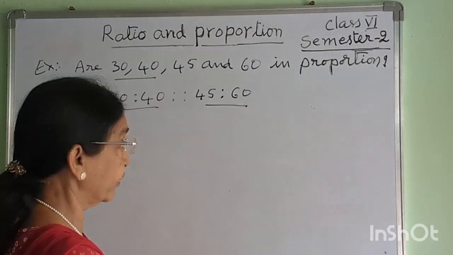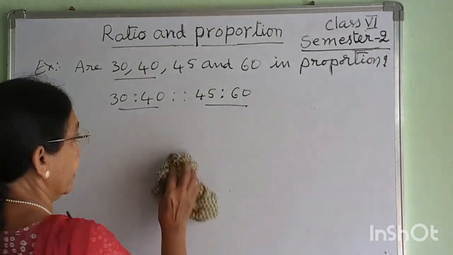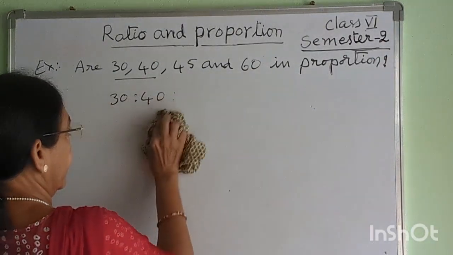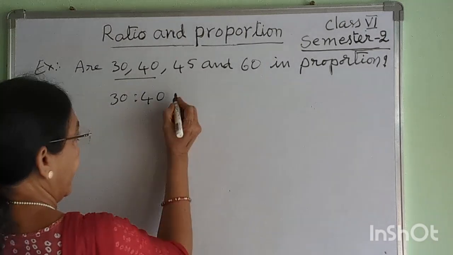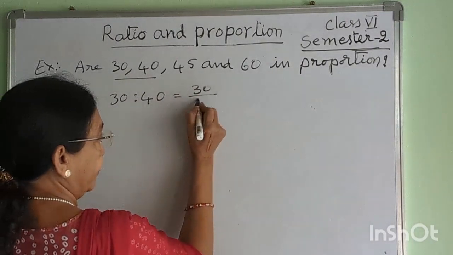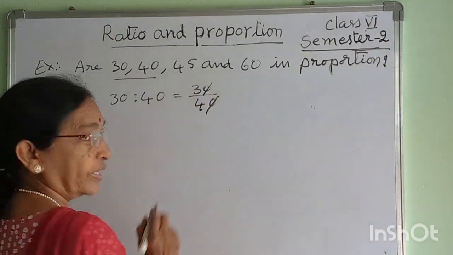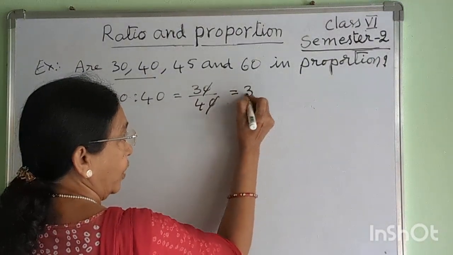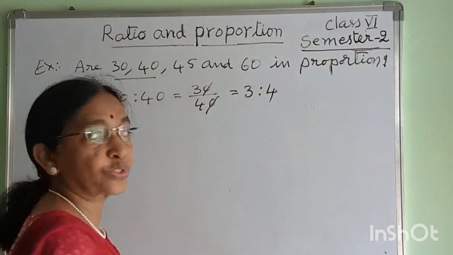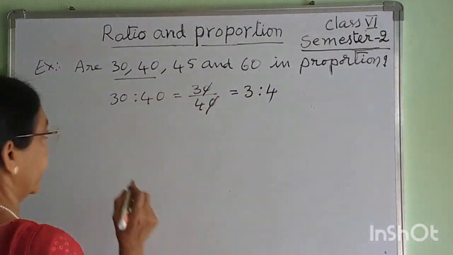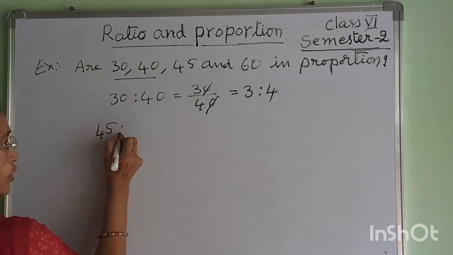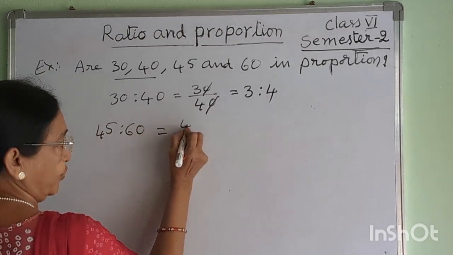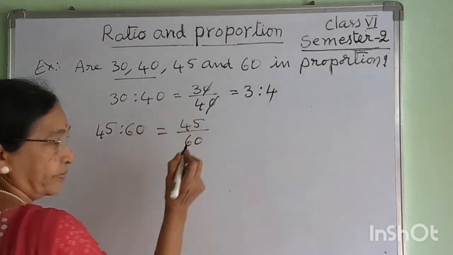So we will find out the ratios separately. First take this ratio 30 is to 40, that is equal to 30 by 40. So dividing by 10, or cancelling 0, we get 3 by 4, or this ratio is 3 is to 4. Again the second ratio 45 is to 60, that is equal to 45 by 60.